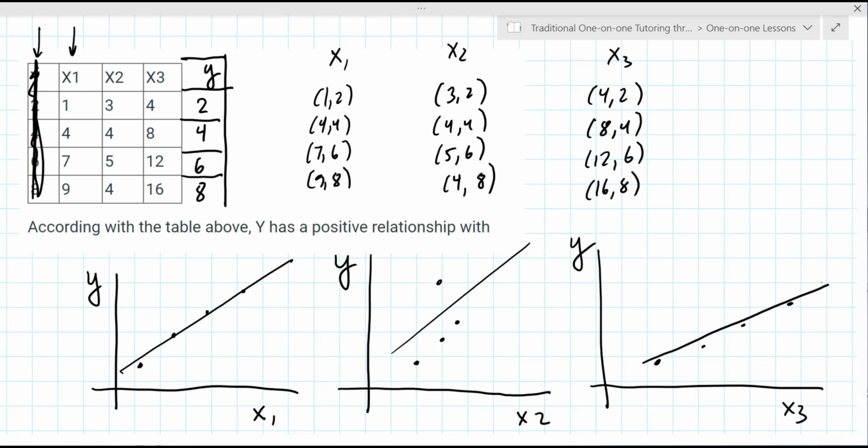So I would generally say that all of these have an upward relationship. The answer is all in x1, 2, and 3.